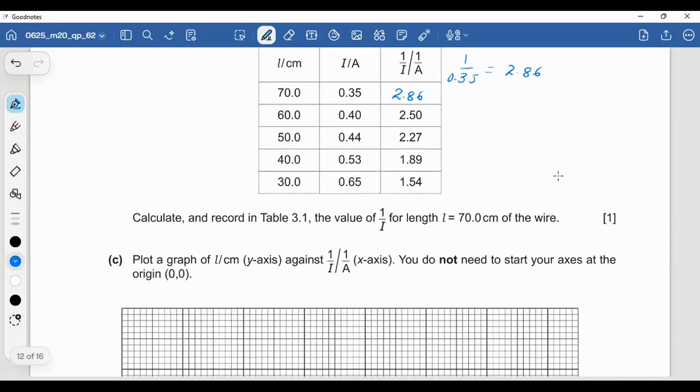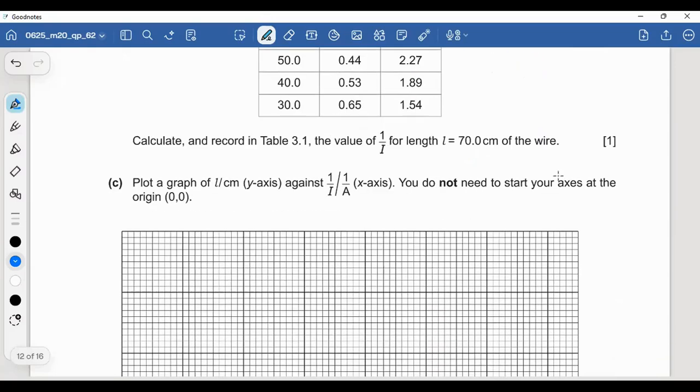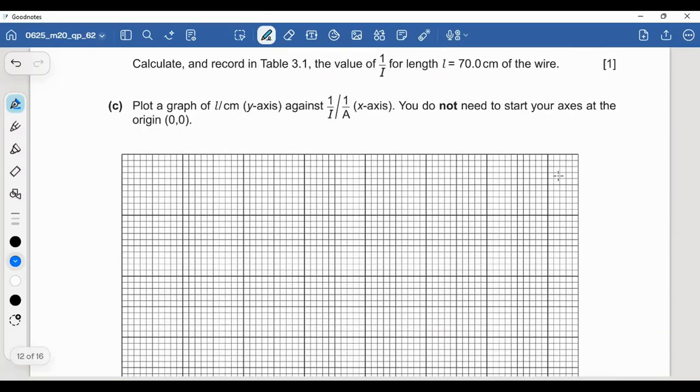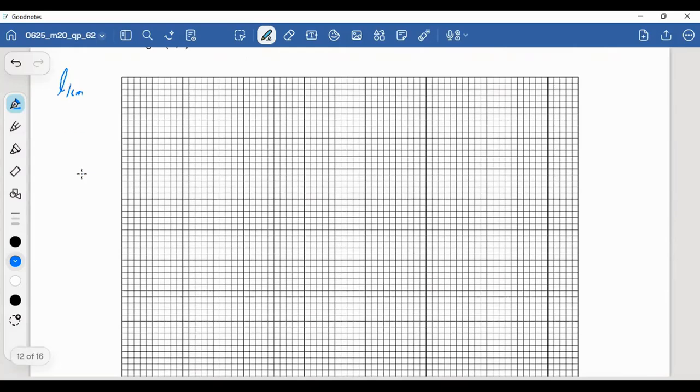Calculate and record in table 3.1 the value we have done, and plot a graph of length on the y-axis against 1 by I on the x-axis. Right, so the first step is to write the units.